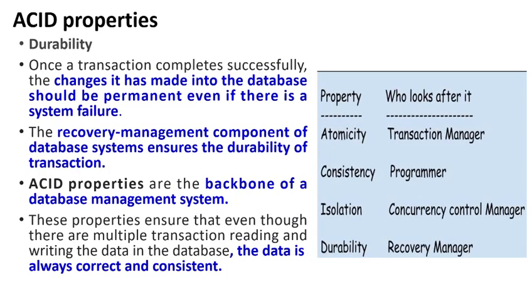Durability. Once the transaction completes successfully, the changes it has made to the database should be permanent even if there is a system failure. The recovery management component of the database system ensures the durability of transactions. ACID properties are the backbone of a database management system. These properties ensure that even though there are multiple transactions reading and writing the data in the database, the data is always correct and consistent.